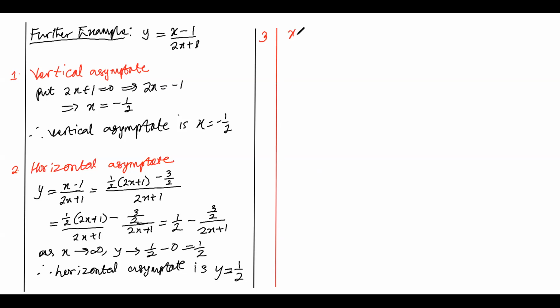So, the x-intercept is when y is equal to 0. When y is equal to 0, you have 0 equals (x minus 1) over (2x plus 1). If you cross multiply, x minus 1 is equal to 0, and x is equal to 1. So this curve crosses at x is equal to 1.